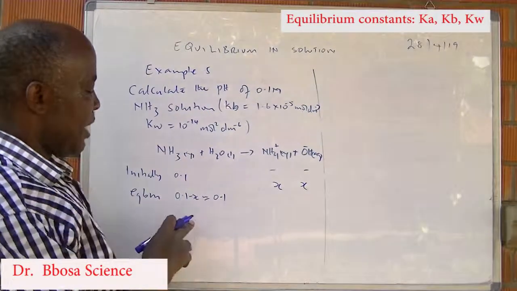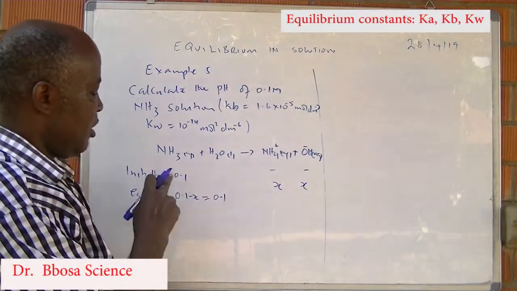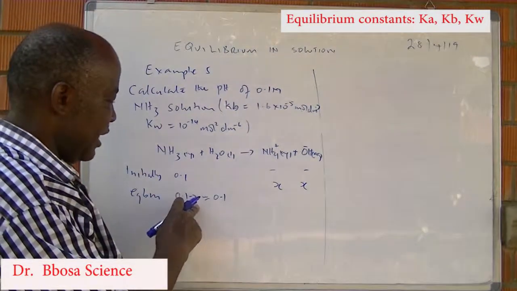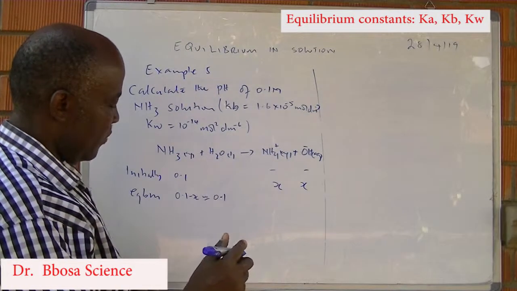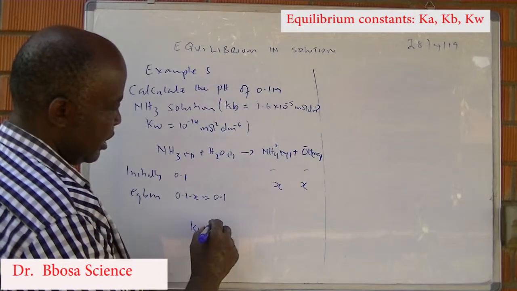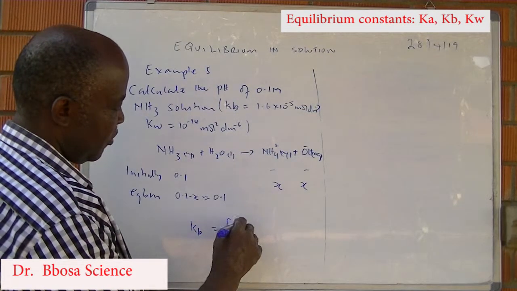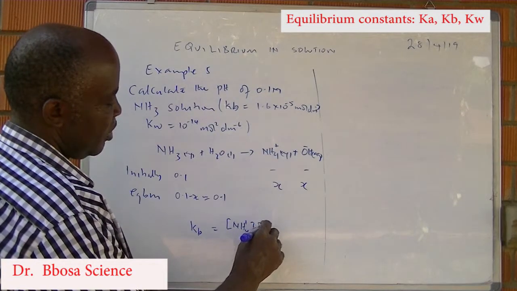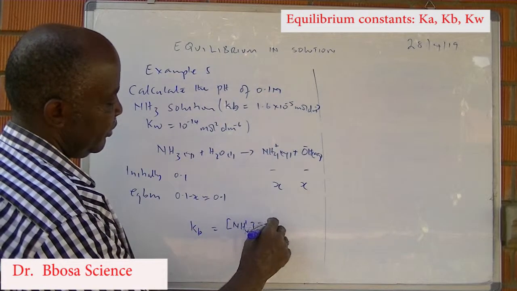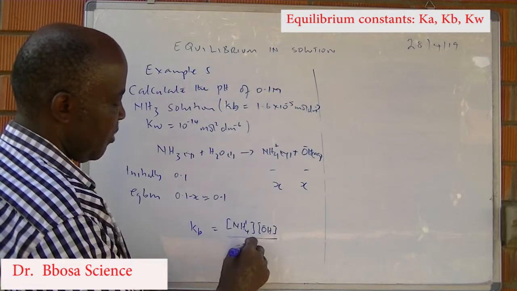But X is very small, so 0.1 minus X is approximately equal to 0.1. From Kb is equal to the concentration of ammonium ion times the concentration of hydroxide ion over the concentration of ammonia.